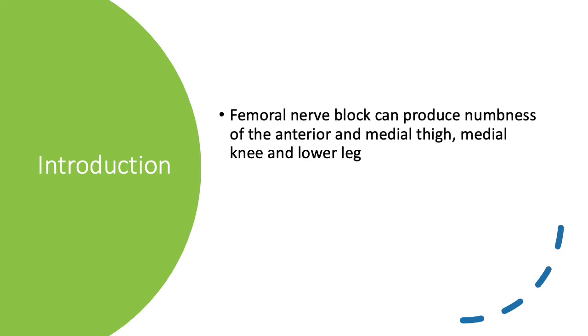The femoral nerve block causes numbness on the anterior and medial thigh and a stripe of the medial leg from the knee down to the ankle. The femoral block can provide analgesia for hip fractures, as well as surgeries on the femur, patella, quadriceps tendon, and knee.